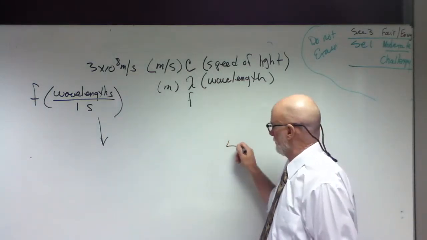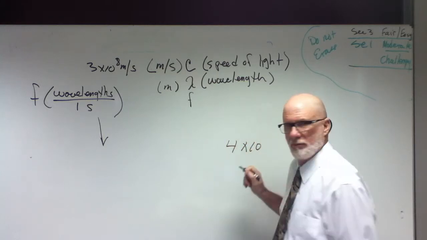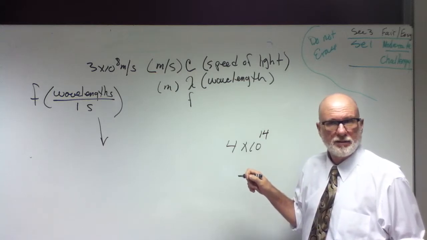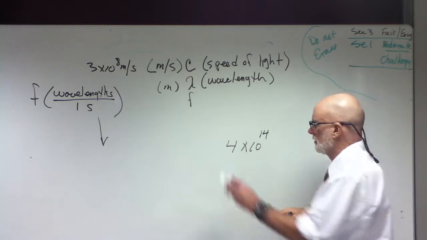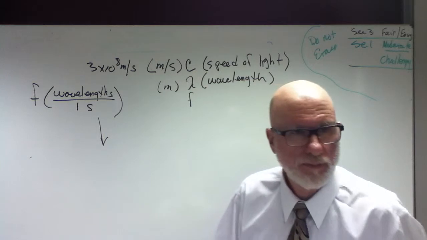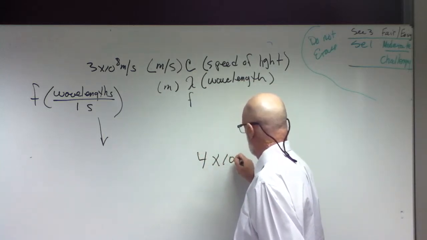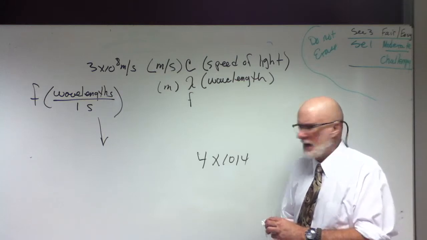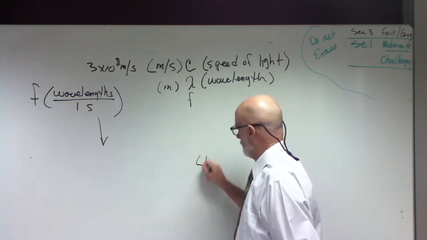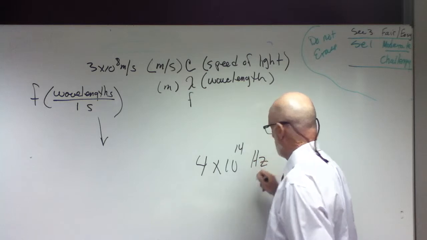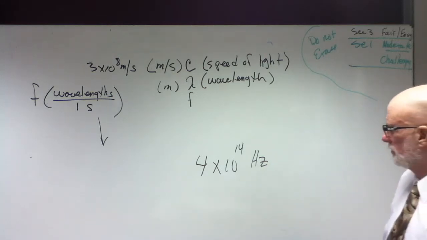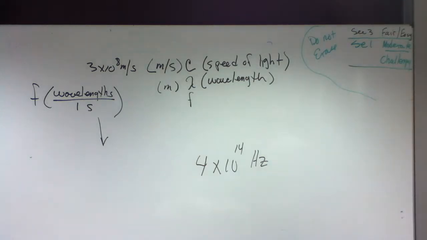4 times 10 to the 14th Hz is red light. 4 times 10 to the 14th? Yeah. I don't understand. That's what they wrote. You wrote that, or who wrote that? I think what they're trying to say is 4 times 10 to the 14th. Hz is the abbreviation for hertz. All right, we're going to go off camera just for a second. Let me see. Yeah, they mean 4 times 10 to the 14th. That's red light. Oh, okay.